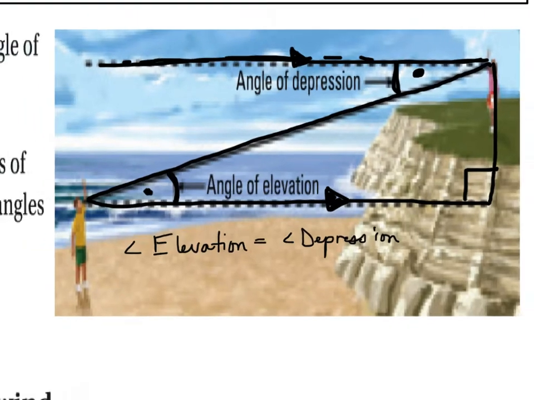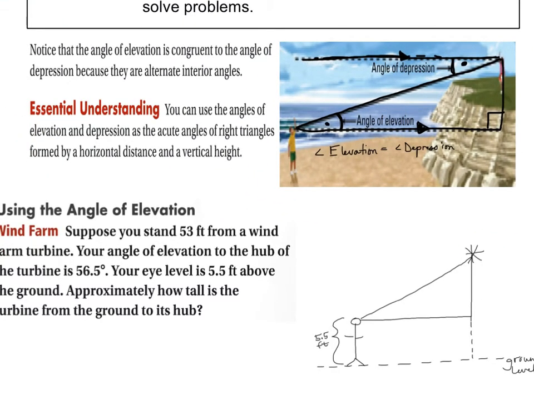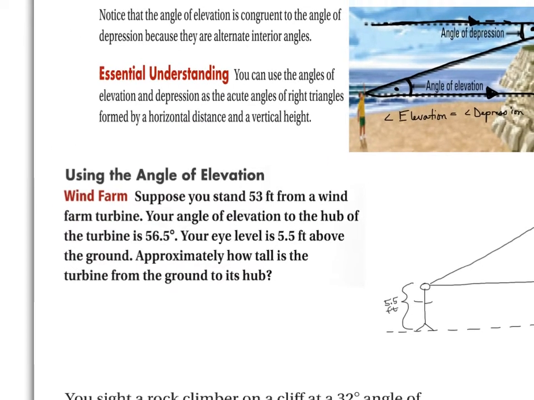Now, using the concept of angle of depression and angle of elevation, we're going to be able to find different distances. So for example, it says here you can use the angles of elevation and depression as the acute angles of the right triangles formed by a horizontal distance and a vertical height. So you're going to be able to find horizontal distance, which is from left to right, or vertical heights, which is up and down. So let's take a look here at the first example.